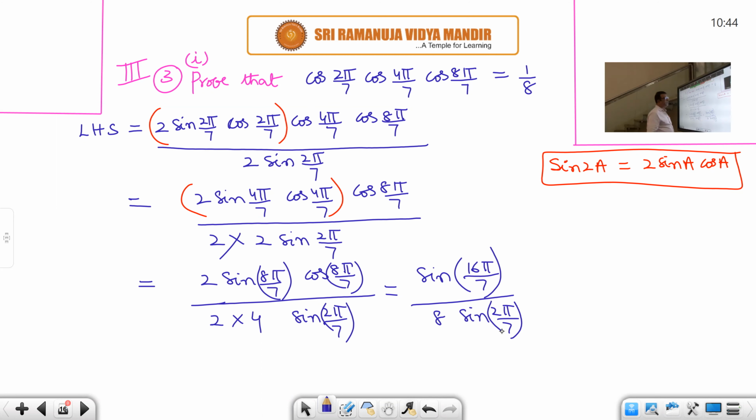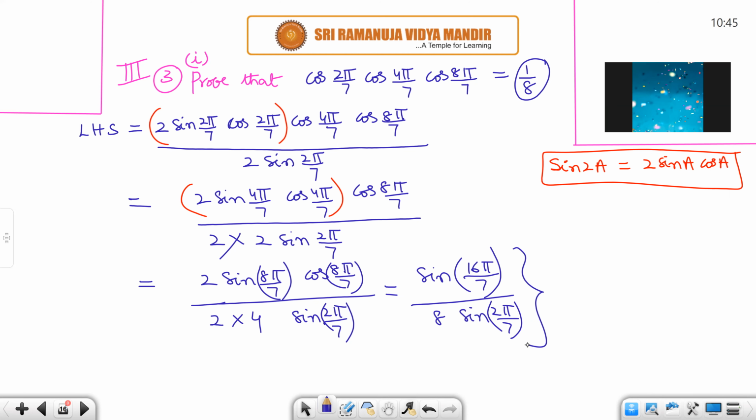Now, what is it that we have to prove on the right hand side? What is there in the question? 1 by 8, sir. So now we got this one. So that means sin 16 pi by 7 must be equal to what? Sin 2 pi by 7, sir. Now how are they equal? Tell me. How do you write it and how will they cancel out?